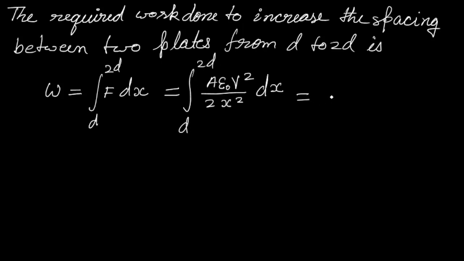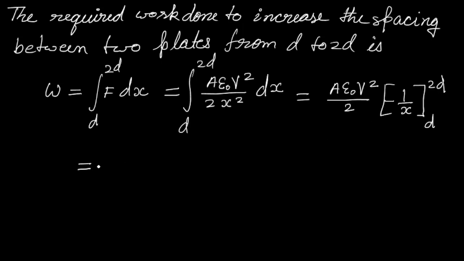When you integrate this, what will we get? We'll get A epsilon naught V square. These are constant terms, and 2 is also constant, so we have to integrate 1 by x square, and that will give you minus 1 by x. Then just put in the upper limit and lower limit of the integration.